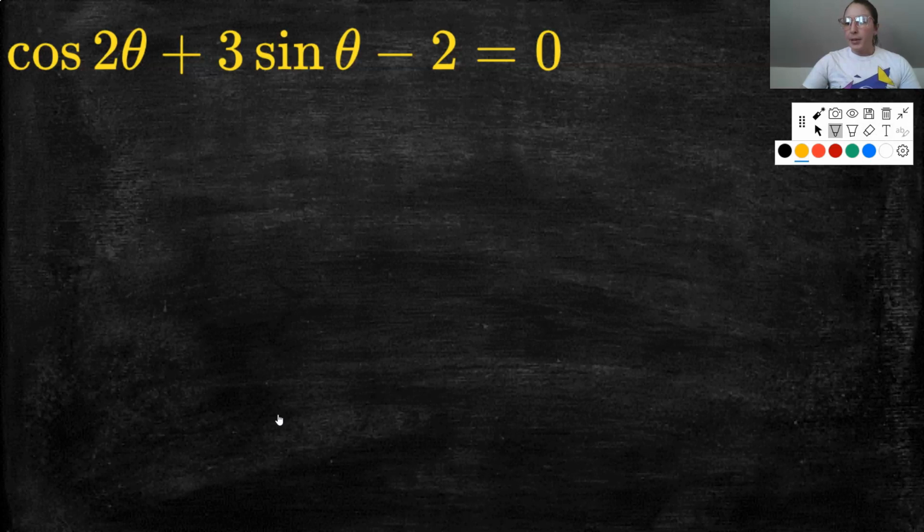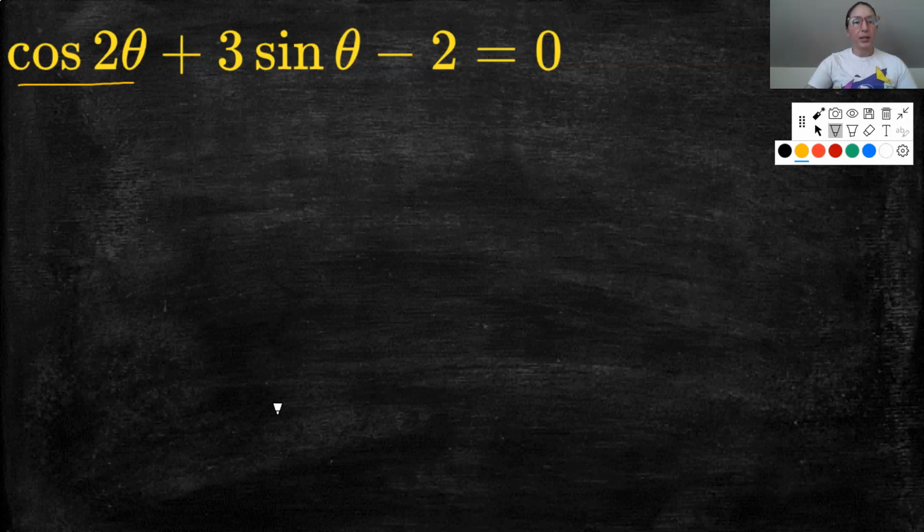Okay, let's look at our next one. Cosine of 2 theta plus 3 sine theta minus 2 equals 0. The initial issue that we have is, hey, there's a cosine and there's a sine. I want this all in terms of one trig function. Well, if you notice cosine of 2 theta, I can hit this with a double angle identity, and I want to turn everything in terms of sine.